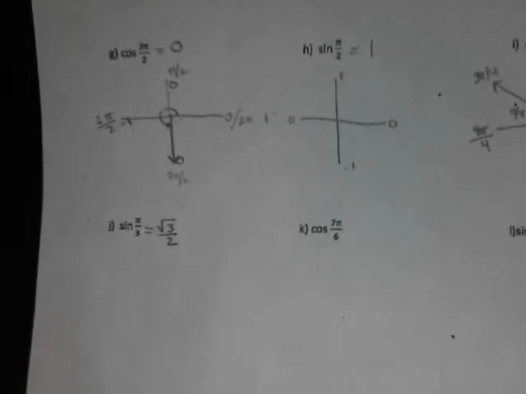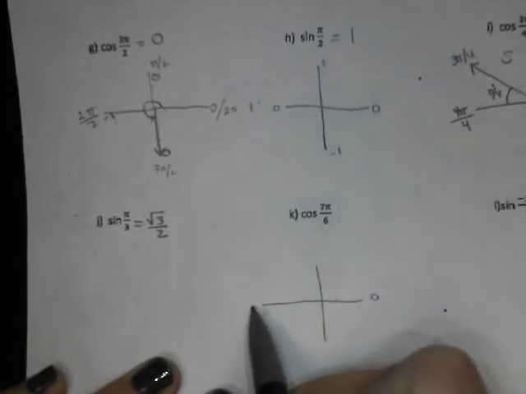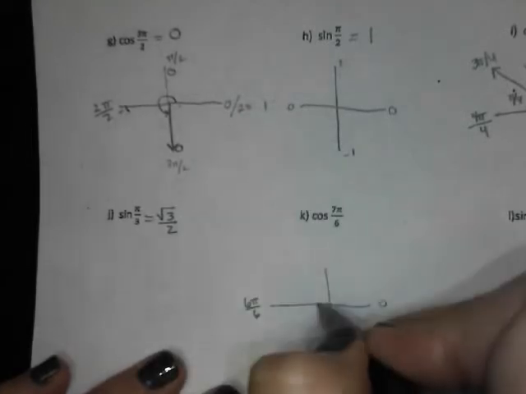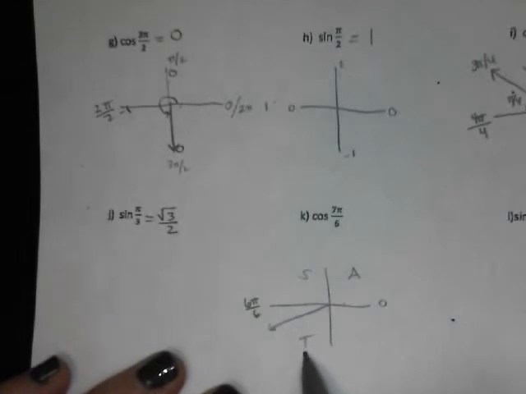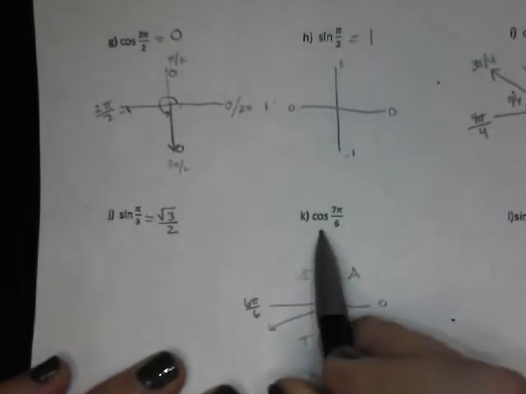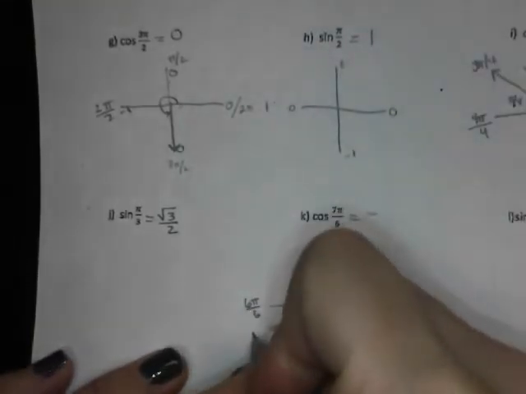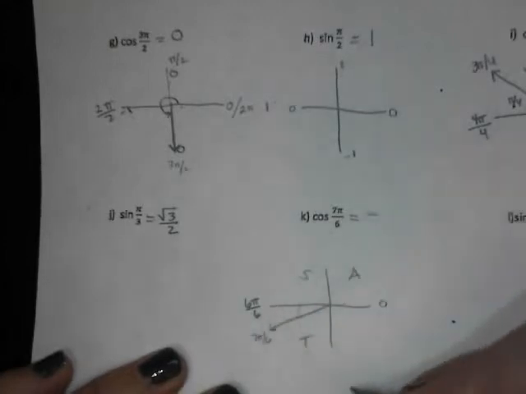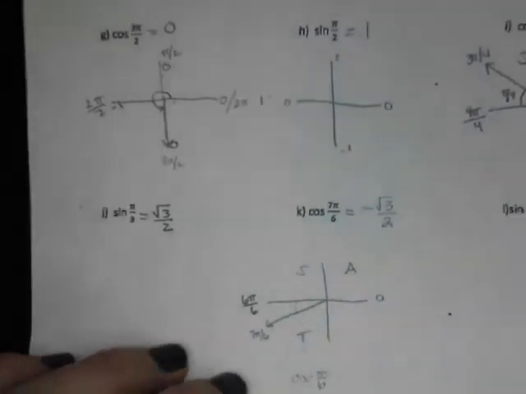Cosine of 7 pi over 6. So, denominator is 6. We will label this, just as a point of reference, 6 pi over 6. So 7 pi over 6 is here. Where All Students Take, we're a third quadrant angle, where only tangent should be positive. Since we're taking the cosine, that's a negative answer. The reference angle from 6 pi over 6 to 7 pi over 6 is 1 pi over 6. So the cosine of 1 pi over 6 from your table is root 3 over 2. That gives you the numerical portion.